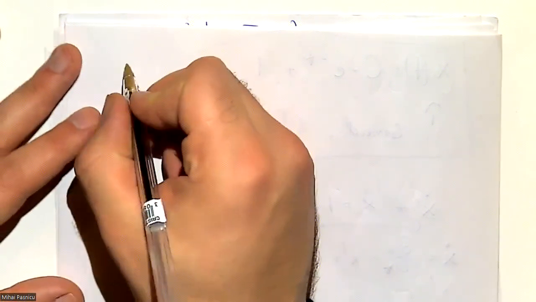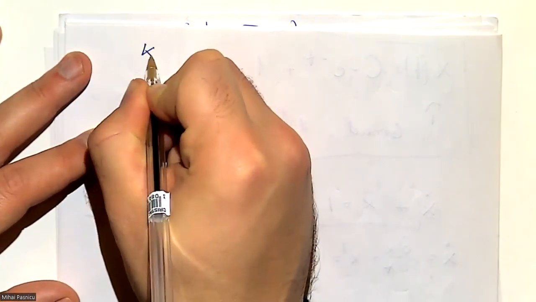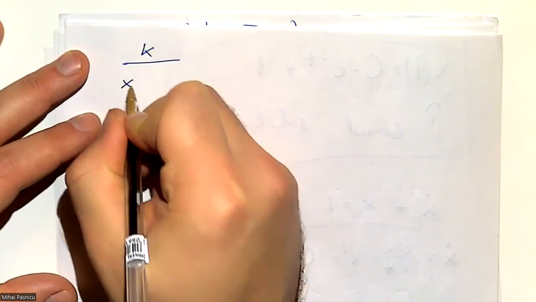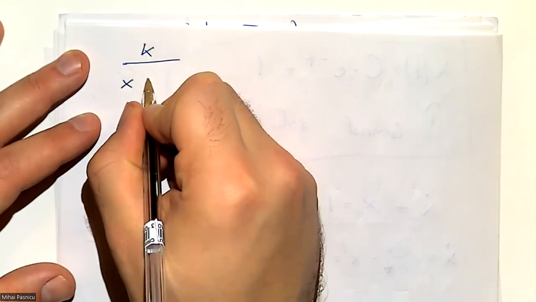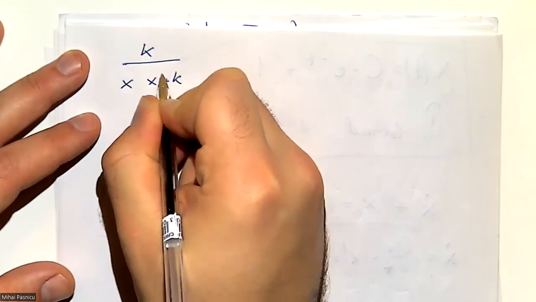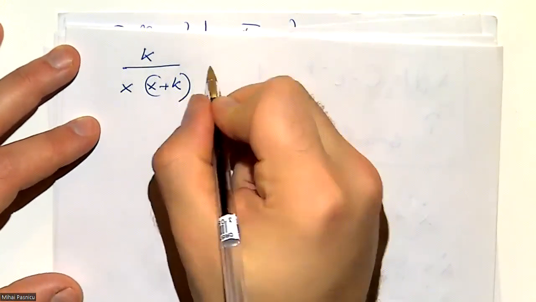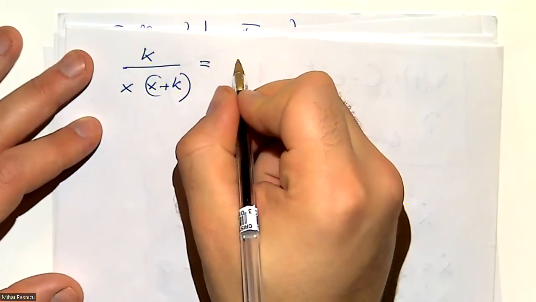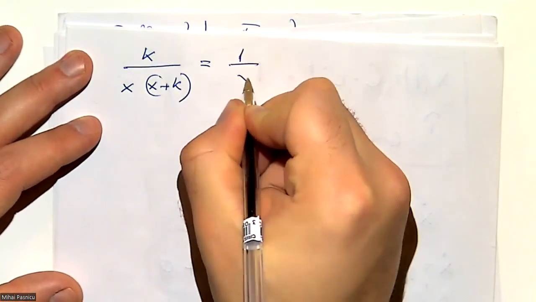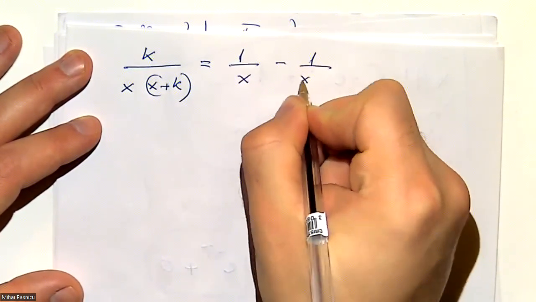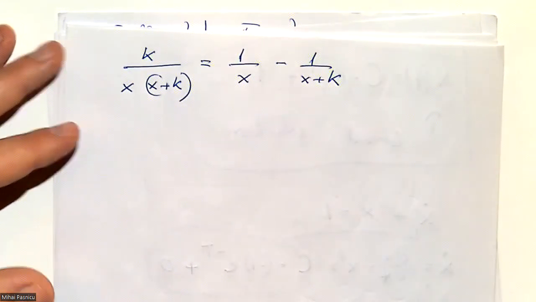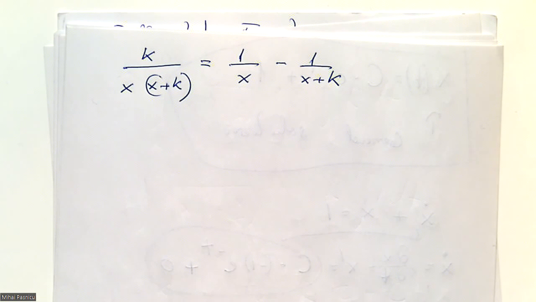The formula that I'm talking about is, let's give the simplest version first. The simplest is, if I have k, then 1 over x times (x plus k) is equal to 1 over k times (1 over x minus 1 over x plus k). Okay?